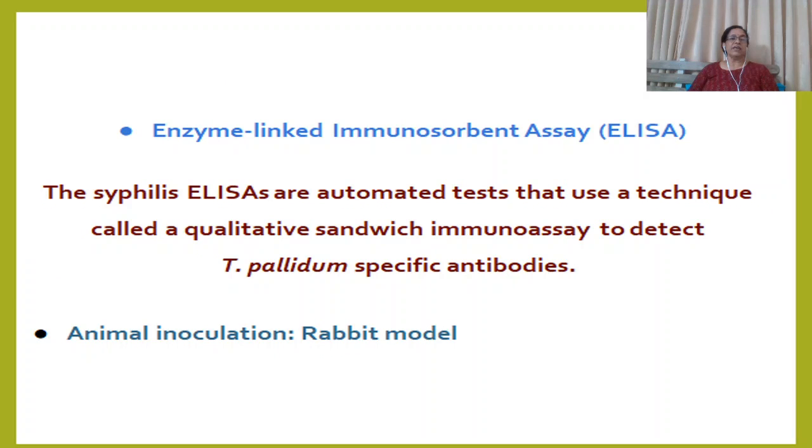The next test is the enzyme-linked immunosorbent assay, that is ELISA. The syphilis ELISAs are automated tests that use a technique called qualitative sandwich immunoassay to detect Treponema pallidum specific antibodies. Not only this, one can also use the animal inoculation test for laboratory diagnosis. Here rabbit models are always the preferred one. For vaccine development trials also, rabbit models are used widely.